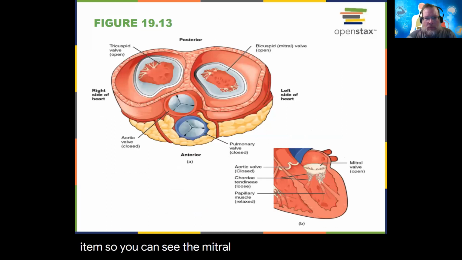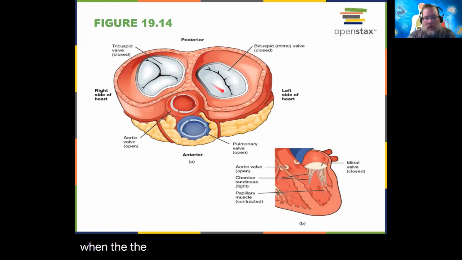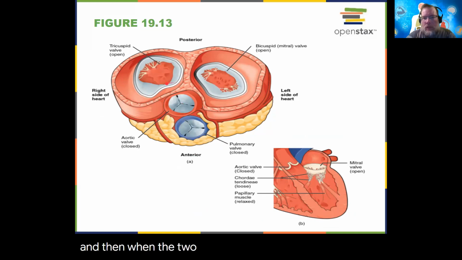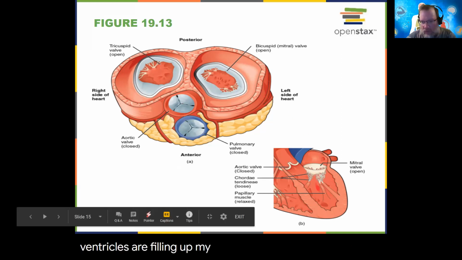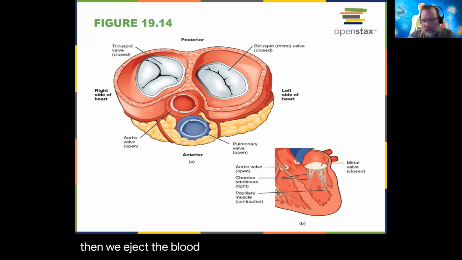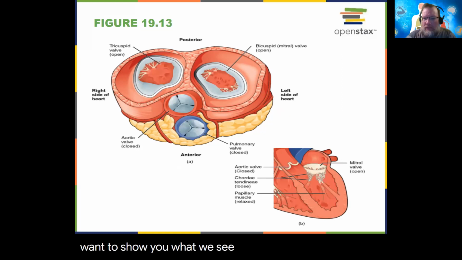There's one other item. You can see the mitral valve open and closed. When the tricuspid and bicuspid valves are closed, we're not getting backflow into the atria. We need blood to be leaving the heart, so we see the two semilunar valves open. And when the two AV valves are open, it means the ventricles are filling up. We can see that down here: ventricles filling up, mitral valve open. Close these up, then we eject the blood. Blood travels through the aortic valve, and we close the AV valves. This is getting into a little bit of physiology, but I did want to show you what we see going on with these valves opening and closing.